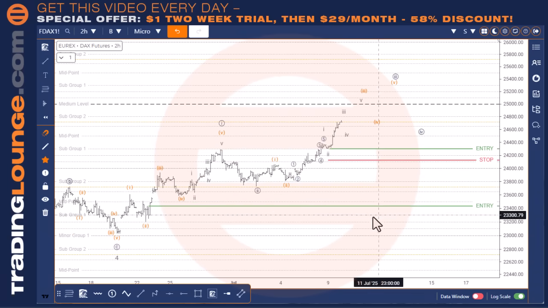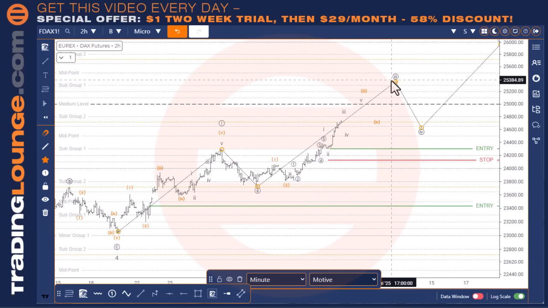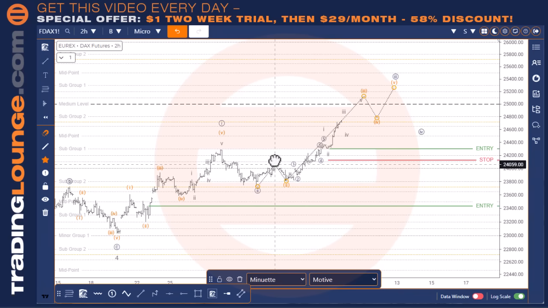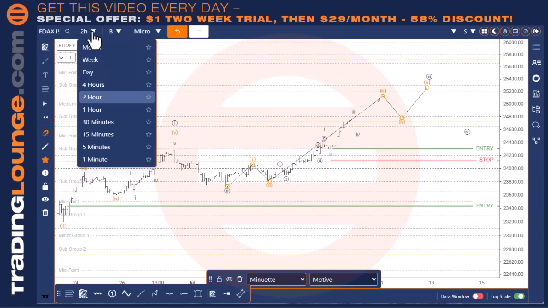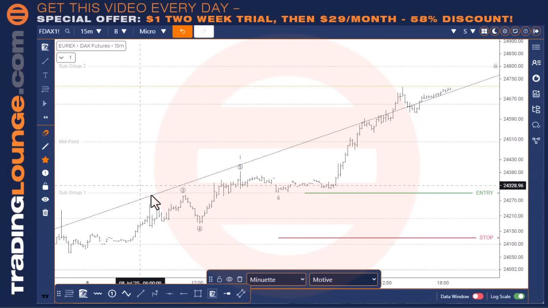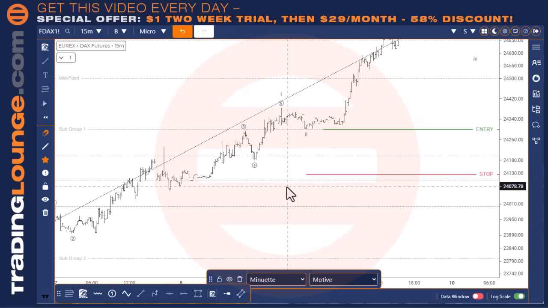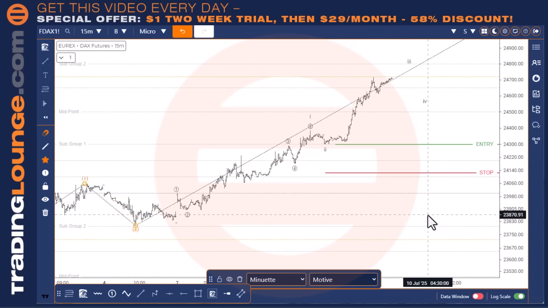But in the meantime here, we're going from wave 2 to wave 3 here. So we're looking for 5 waves within that particular structure. So between wave 2 and wave 3 here, we're also looking for 5 waves. So I'm just going to drop from 2 hours to 15 minutes here, just to bring it in a little bit closer.